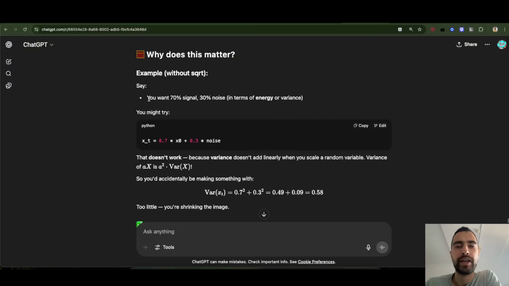And not just the stable training, not just that. So let's see another reason. Say you want 70% signal and 30% noise. Then you would say 0.7 times the signal image, 0.3 times noise. That doesn't work because variance doesn't add linearly when you scale a random variable. Variance of ax is a squared times variance of x. So you would accidentally be making something that's shrinking. It's too little, you are shrinking the image. Now, yeah, we are shrinking the total amount of combined clean image and noise.